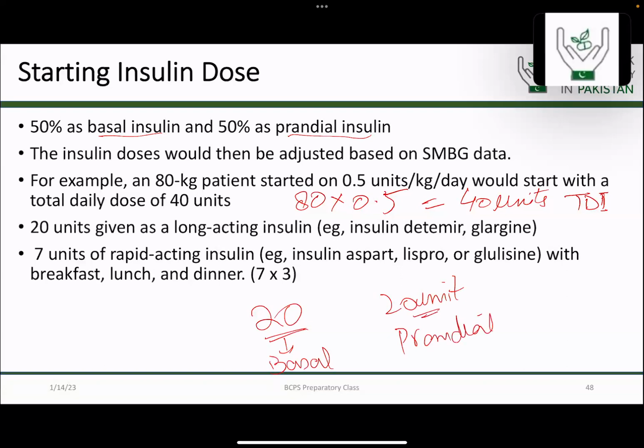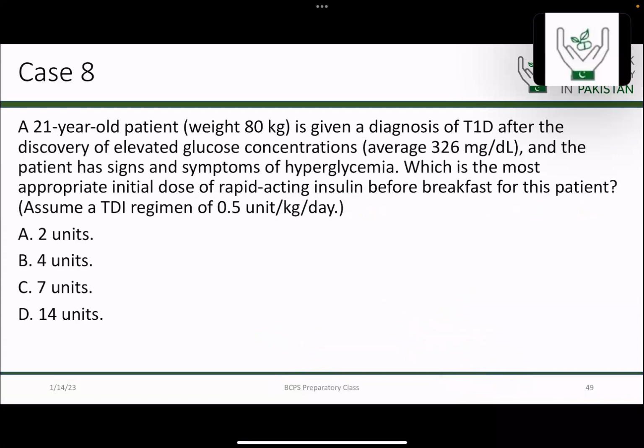Because he is not taking only one meal, he is taking 3 meals a day, we have to divide 20 units into 3. So that would be approximately 7 units with each meal. So approximately the total would be 40. This is how we manage the basal bolus insulin regimen in patients with diabetes.